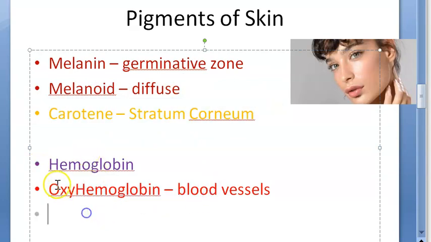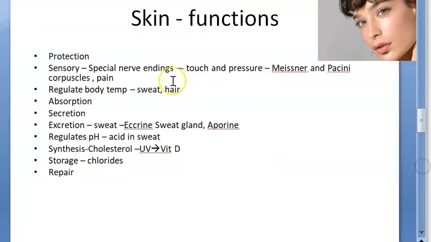Hemoglobin and oxyhemoglobin. Oxyhemoglobin, that is, if hemoglobin has oxygen, it will be red. Blood vessels will have this. If there is no oxygen, hemoglobin is more purple. Okay, that is again in the blood vessels.